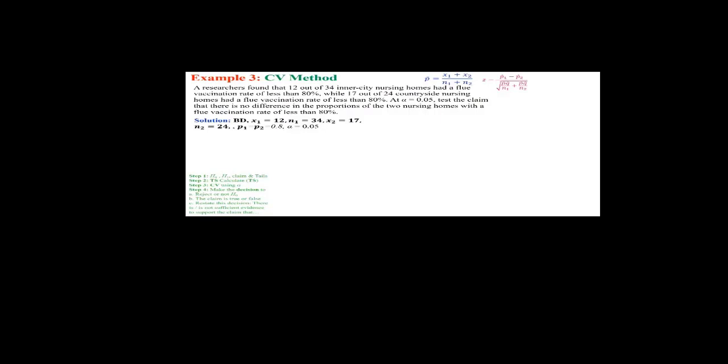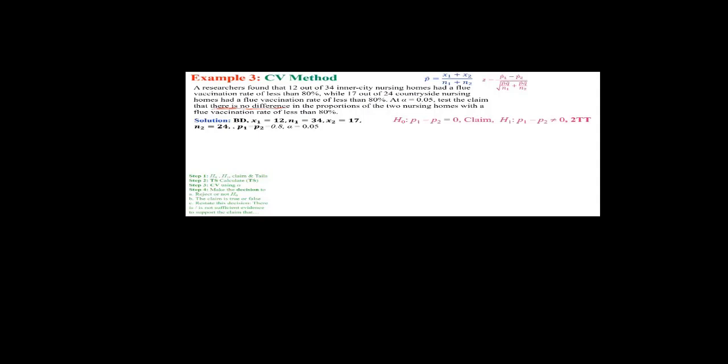Test the claim that there is no difference. So that gives us the following. It is equality versus not equality, not less than, not greater than, which makes it a two-tailed test. There is no difference. If there is no difference, what does it mean? P1 minus P2 equals 0 is the claim. So again, the claim doesn't have to be H1. Let's see what happens now.